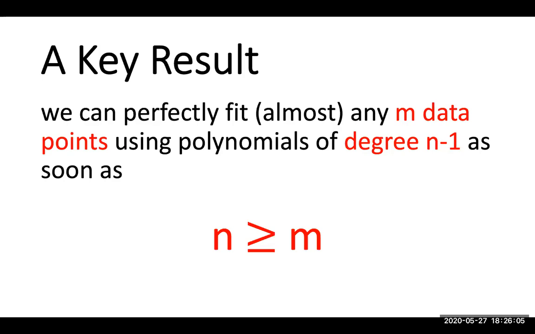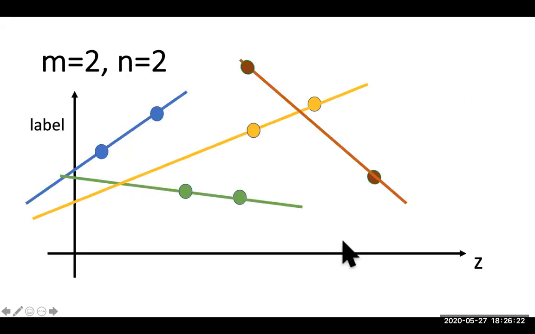You can, for example, show that you can fit perfectly almost any, except pathological cases, any m data points using polynomials of degree n-1, as soon as this n is larger or equal than the sample size m. So let's consider the case of 2 data points, where the polynomials of degree n-1 are straight lines. If you give me 2 data points, I can always find a straight line that perfectly goes through these 2 data points. So this is one instance of overfitting.